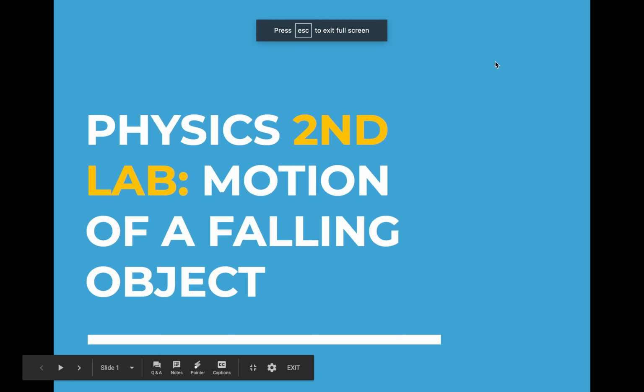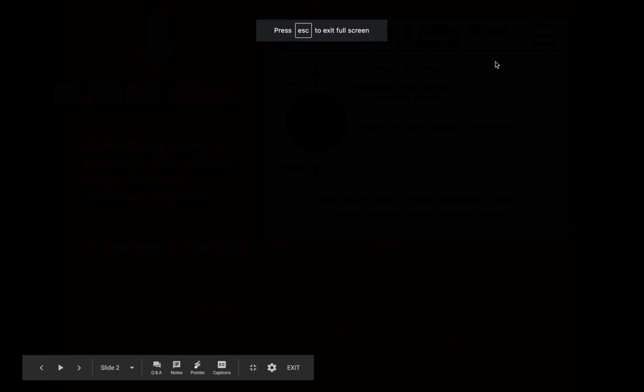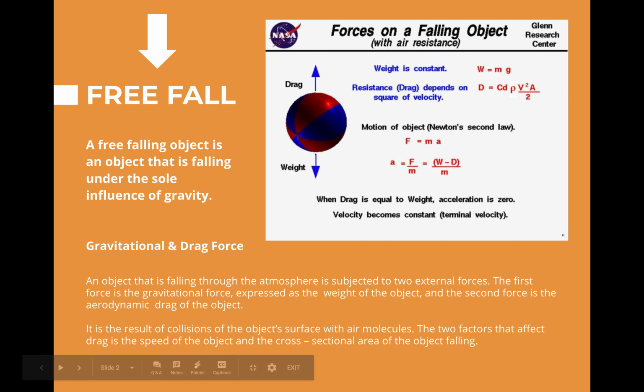The lab we did in physics was about the motion of a falling object. So, free fall. In order to discuss free fall, we have to discuss two forces, the gravitational and the drag force. As you can see on the top left of this slide, the weight is given by the mass times gravity, and the drag force depends on the square of the velocity.